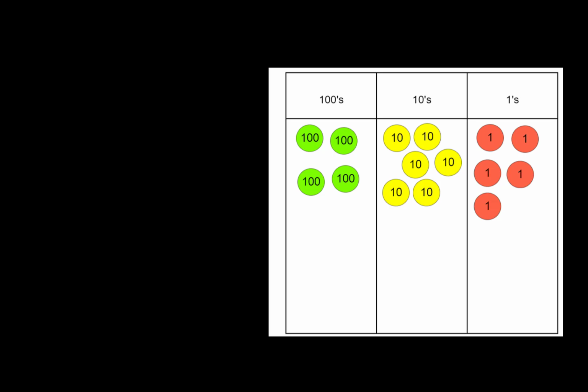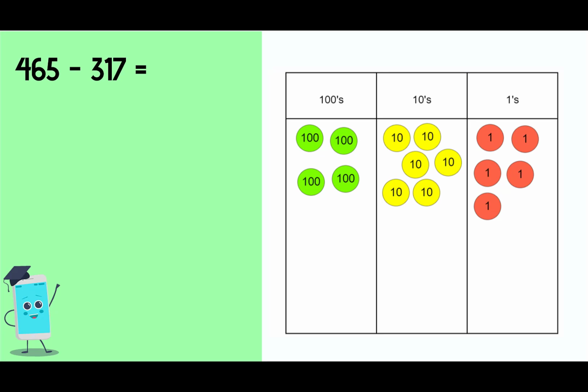So for question 2, we're doing 465 take away 317. So I have my 400s, 6 tens and 5 ones in my place value chart using place value counters, and I'm going to subtract my 317. So I'm going to start with my ones, and instantly I can see I need to take 7 away. 1, 2, 3, 4, 5. But I don't have enough to take them away.